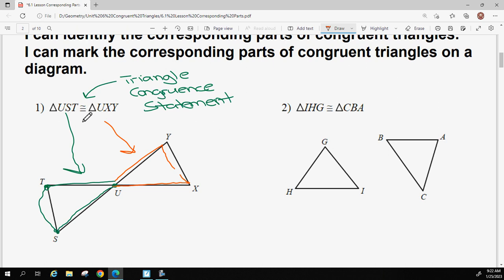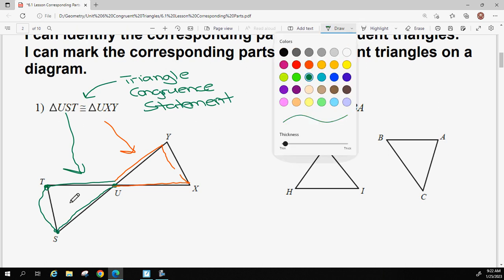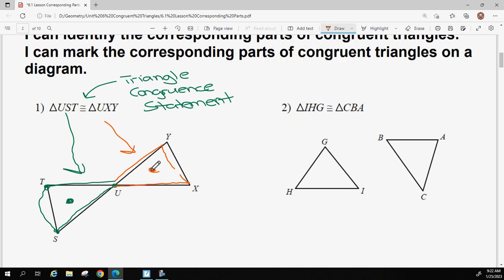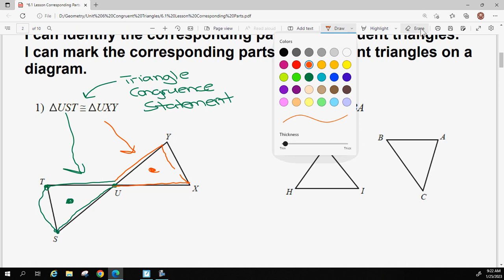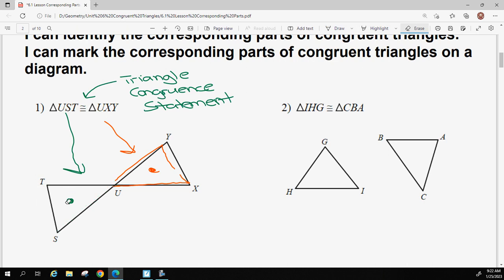We can go now and look at these triangles, and if we find an angle in this first triangle UST, and we find the angle that matches or corresponds in the other triangle UXY, we know that those angles are going to be equal to each other, the same measure, and therefore they'll be congruent. And we could say the same thing about any side in this first triangle. If it corresponds to the side in this triangle, then they're going to be the same length. That makes them congruent. And so, of course, we need to know how to figure out which pieces correspond.